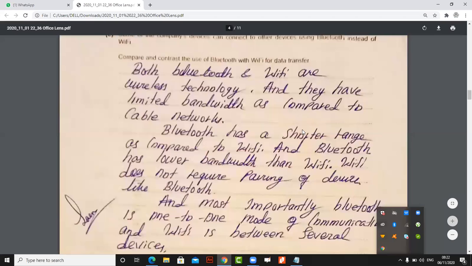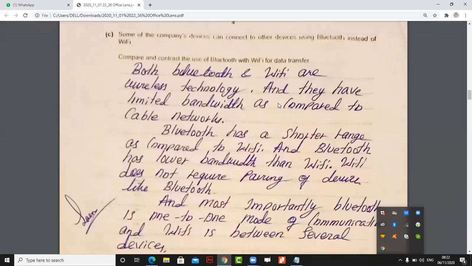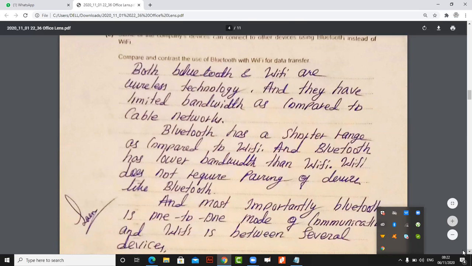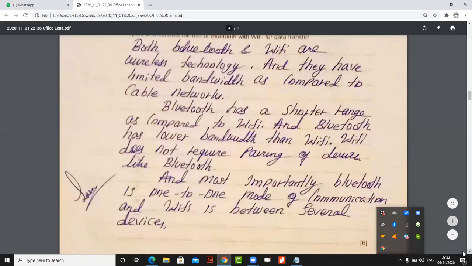आपने बात ये करनी है कि Bluetooth and Wi-Fi are both wireless technology. ठीक हो गया. Compare and contrast कर रहे हैं ना. And they have limited bandwidth as compared to cable network. बिल्कुल ठीक है. You agree with me? Both have basically limited bandwidth. Bluetooth has a shorter range as compared to Wi-Fi. बिल्कुल. Bluetooth की range काफी कम होती है. Wi-Fi की काफी ज्यादा होती है.